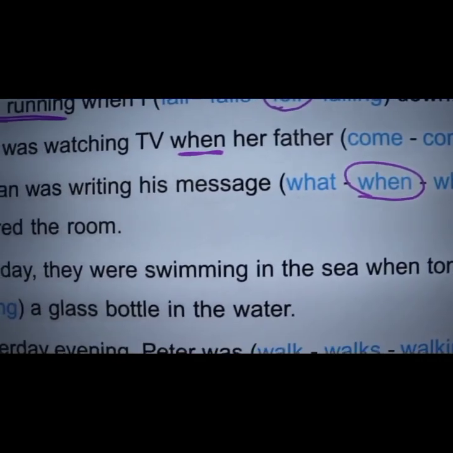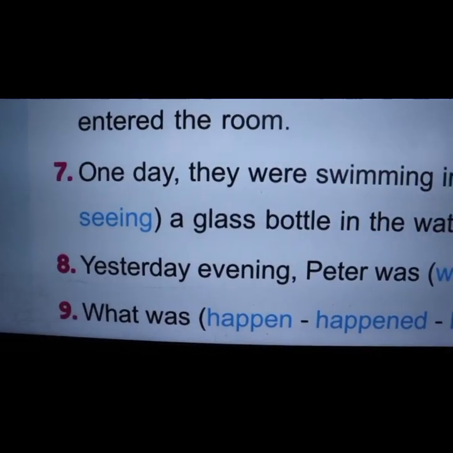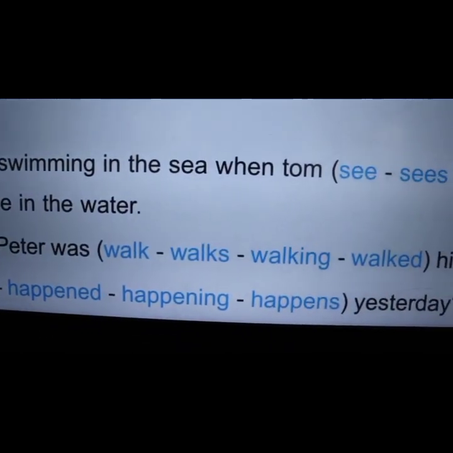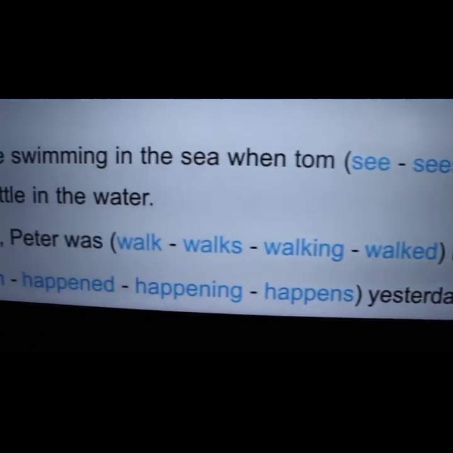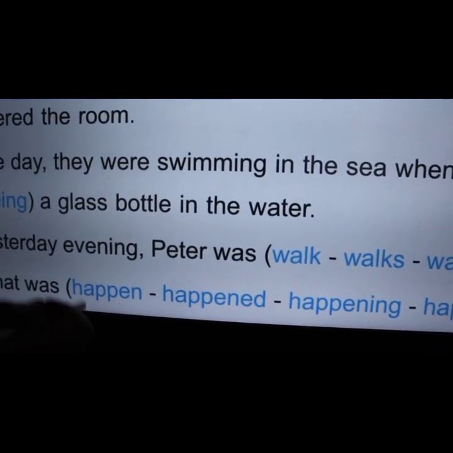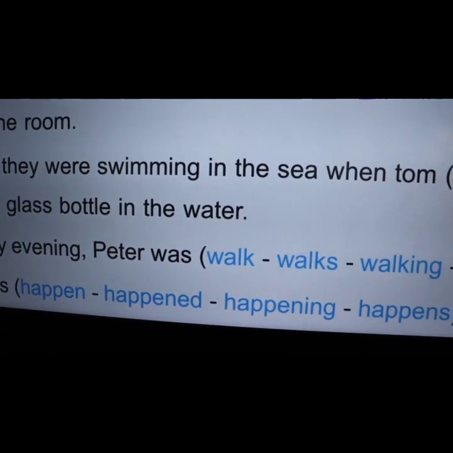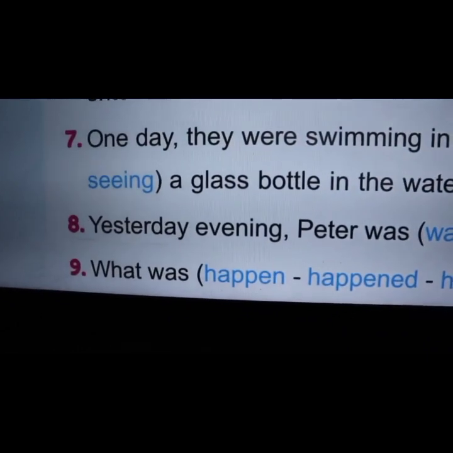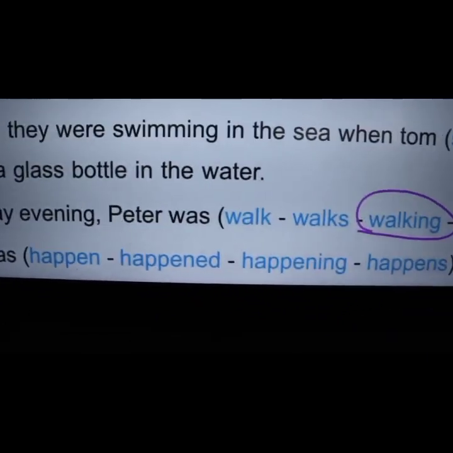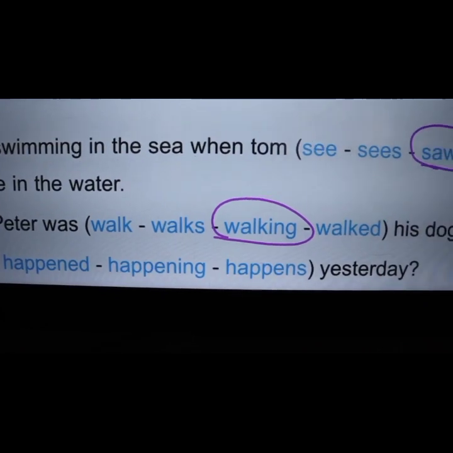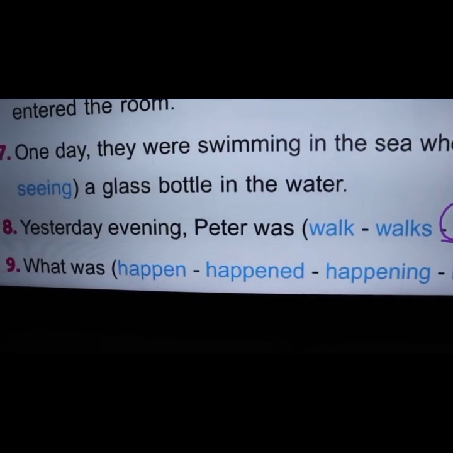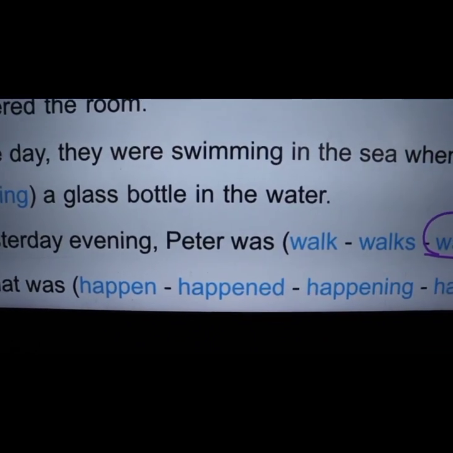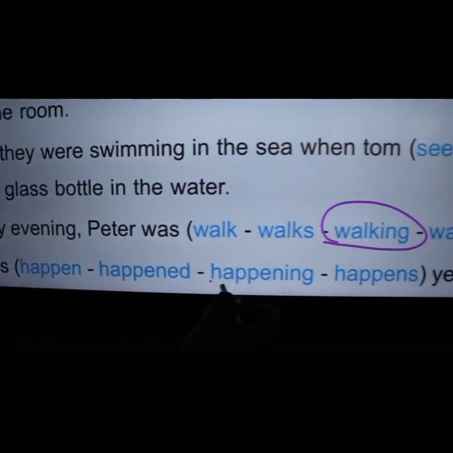Number 8. Yesterday evening, Peter was walking or walked his dog, in the past continuous tense. So Peter was walking. Number 9, what was happened or happened or happening or happens yesterday? This question is in the past continuous tense. So after was, we need verb plus ing. What was happening?